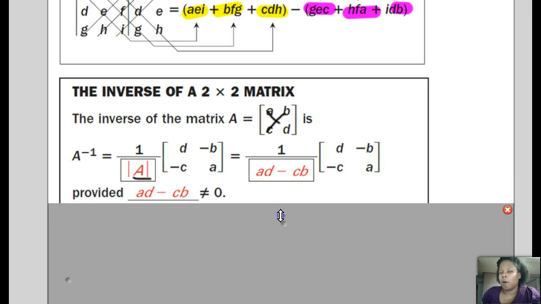And this only works if the determinant is not 0. In other words, if AD minus CB is 0, then we won't be able to find the inverse because we won't be able to calculate 1 over the determinant of A. So in this case, again, a square matrix only has an inverse if the determinant of that matrix is not 0. And this is how we calculate it. Let's take a look at an example.